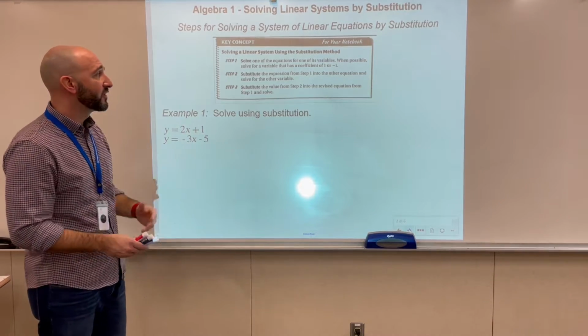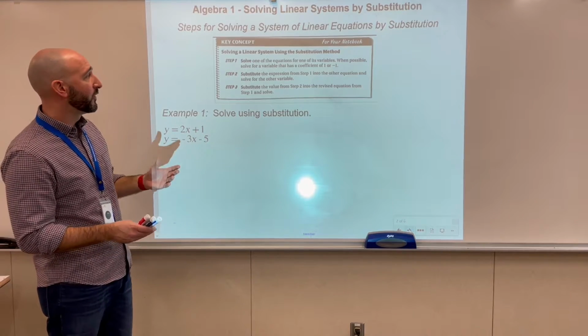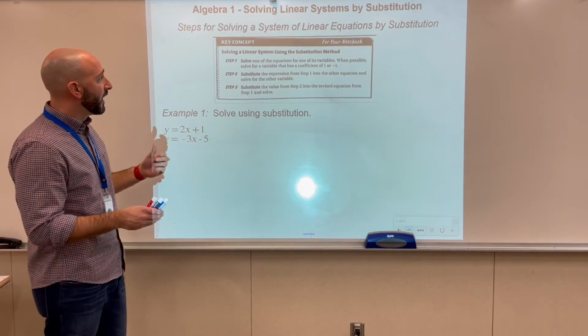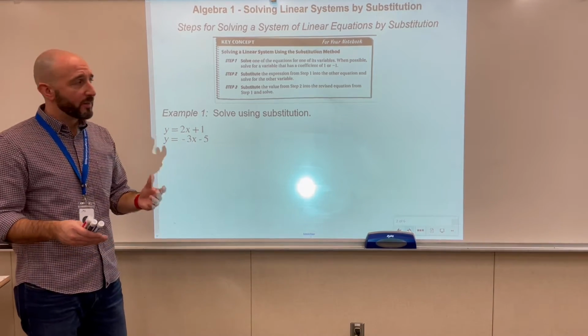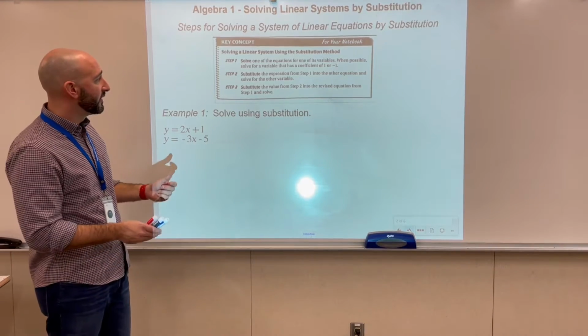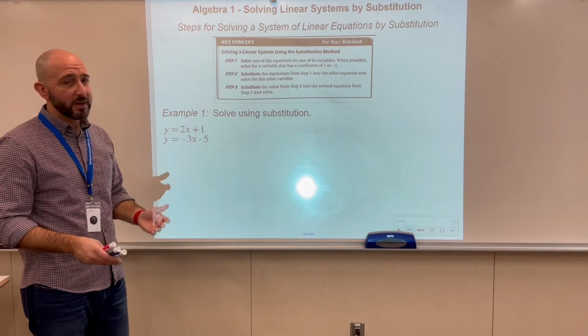Step one says solve one of the equations for one of its variables. When possible, solve for a variable that has a coefficient of 1 or -1. Step two, substitute the expression from step one into the other equation and solve for the other variable. And then step three, substitute the value from step two into the revised equation from step one and solve.